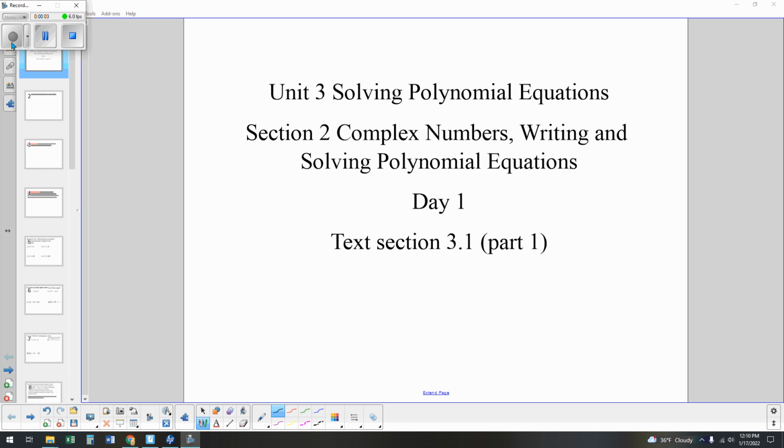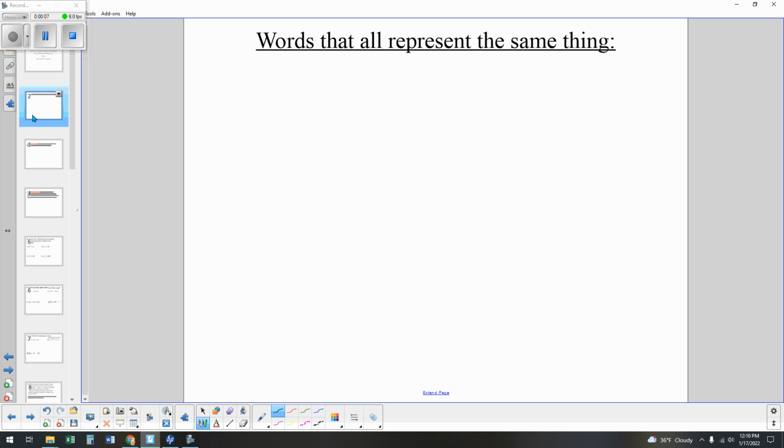This is day 1 of Unit 3, Section 2. We're going to do textbook section 3.1. So first we're going to talk about all the different words that kind of represent the same thing.